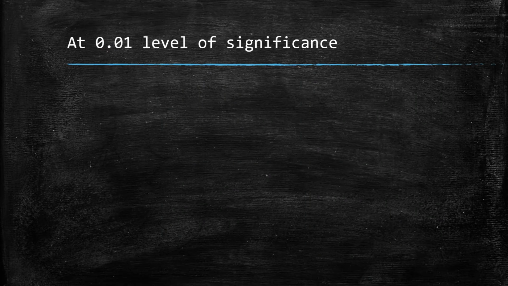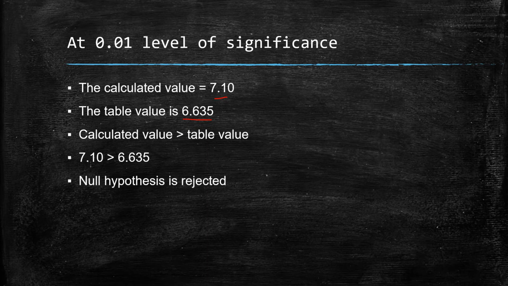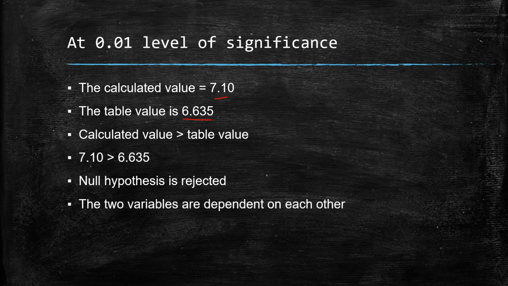Now let's see how we will interpret the result. The calculated value was 7.10. The table value is 6.635. Calculated value is greater than table value. So we will reject the null hypothesis because the calculated value is greater than the table value. This means that the two variables are dependent on each other. This was our alternative hypothesis and we have accepted this because the null hypothesis has been rejected.